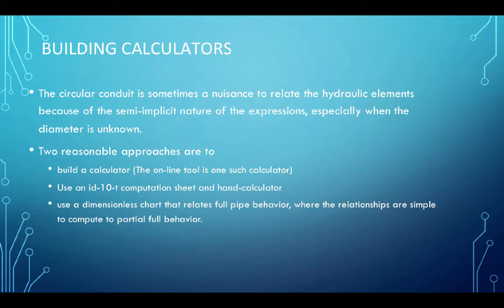The circular conduit is obviously a nuisance to relate the hydraulic elements because of the implicit nature of the expressions, especially when the diameter is unknown. So the two reasonable approaches are to build a calculator. The online tool is one such calculator. We'll look at some spreadsheet calculators in a second. Or use an ID10T computation sheet and a hand calculator. Or use a dimensionless chart that relates full pipe behavior, where the relationships are simple to compute, to partial full behavior.